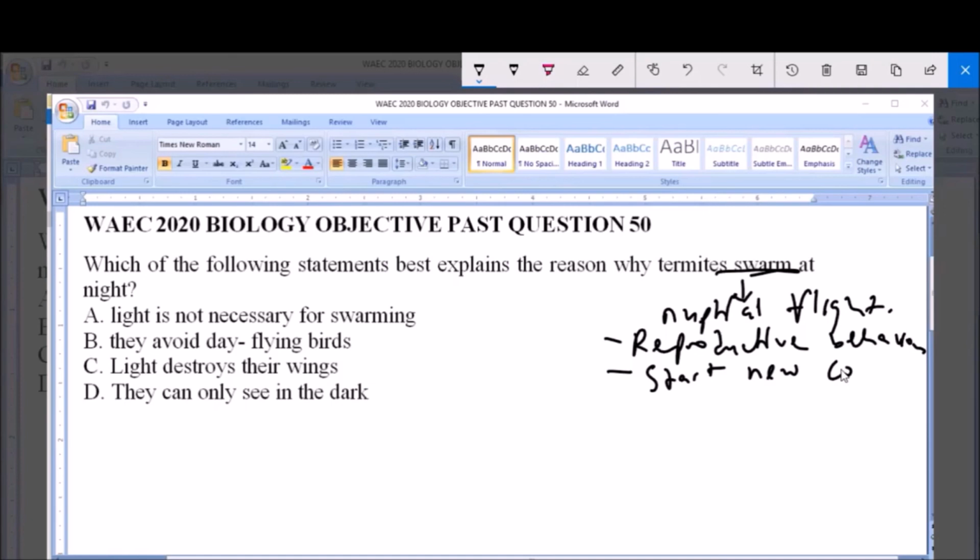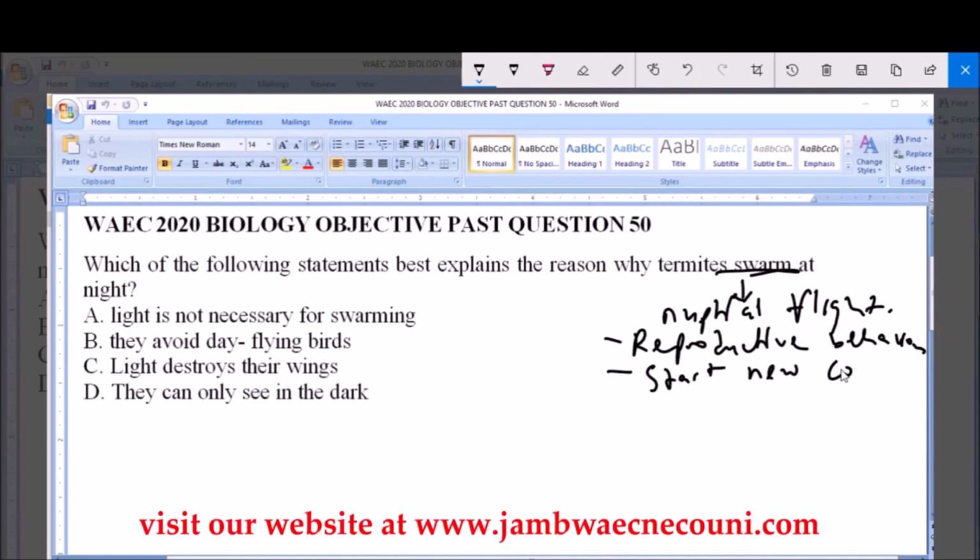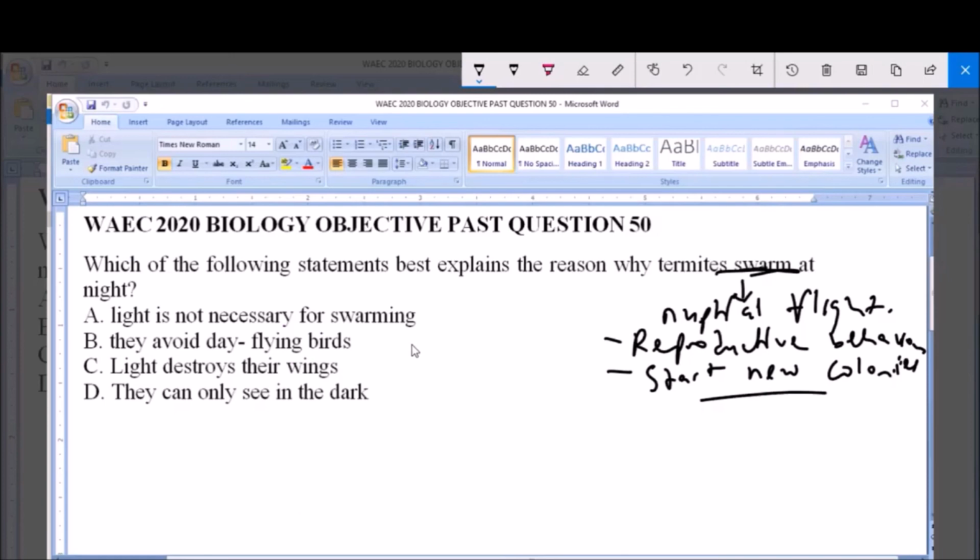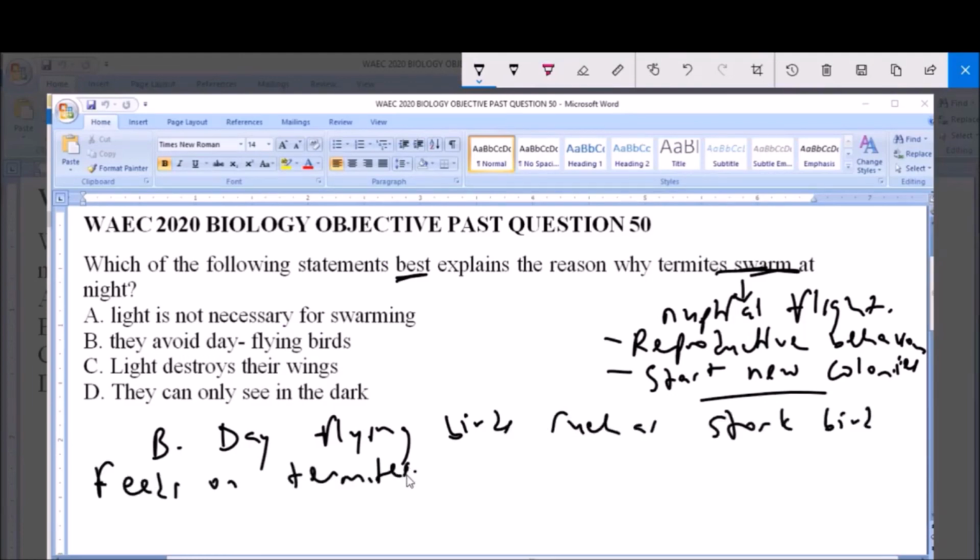So they pair up, a male and a female, and then engage in what is known as nuptial flight or swarming in order to start new colonies. So the reason amongst the options that best explains why termites swarm at night is option B. They avoid day-flying birds. Now, day-flying birds such as the stork bird feed on termites. Now, it doesn't feed on termites within their habitat. It waits for when the termites are in flight.